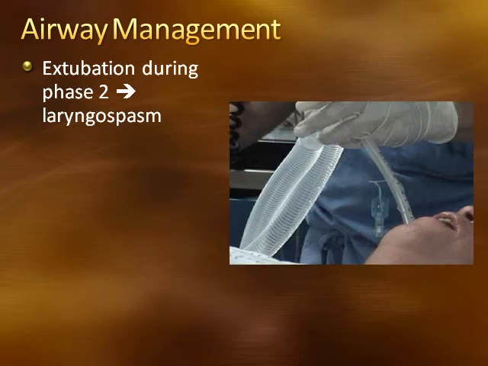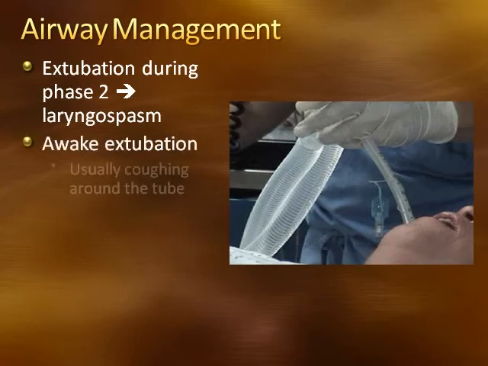Extubation during a light phase of anesthesia is avoided because of the increased risk of laryngospasm. The distinction between deep and light anesthesia is usually apparent if there is any reaction to suctioning, like breath holding or coughing. No reaction when the air is let out of the cuff is also characteristic of the patient being deep. Extubating an awake patient is usually associated with coughing around the tube.